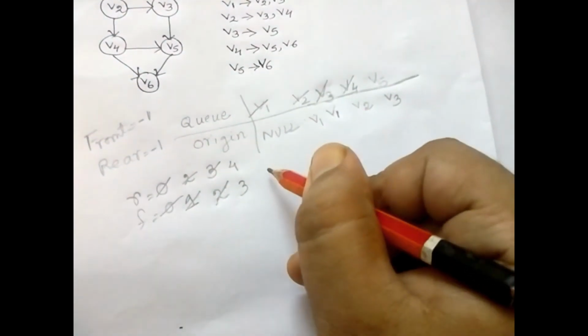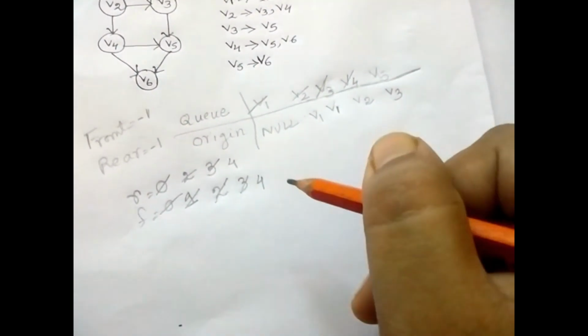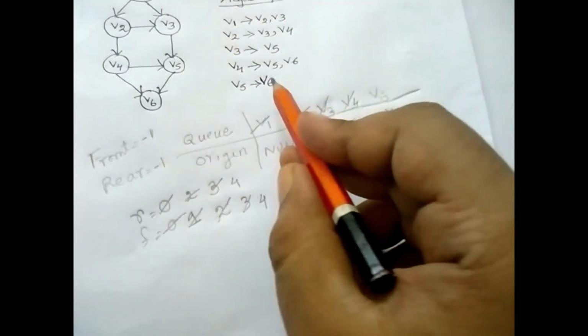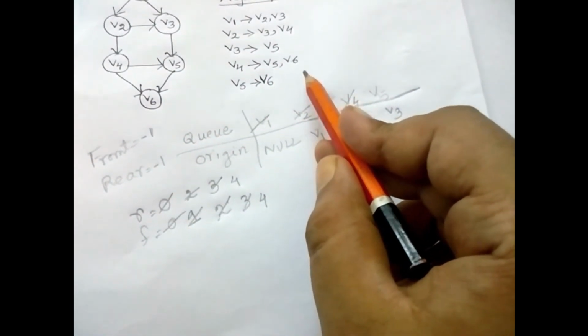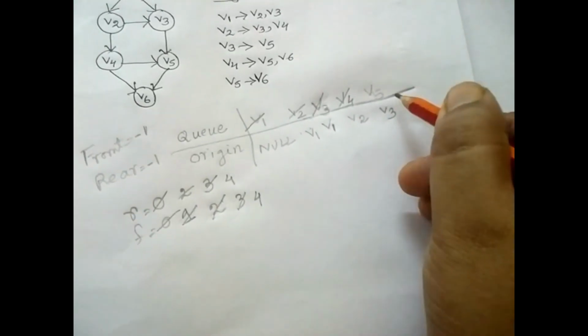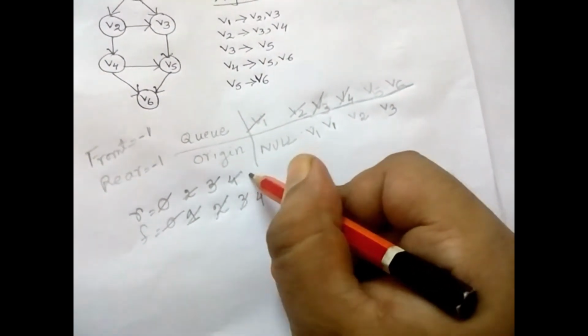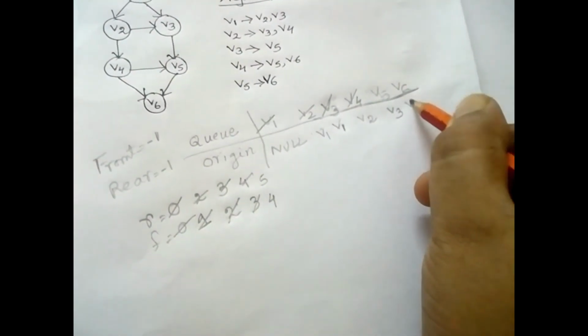Okay, then go to the next step, remove v4. Now front becomes 4 and add v6 to Q, because v4 arrow v5, v6. v5 is already present in Q, so add v6 to Q and rear becomes 5. And v4 is the origin of v6. Clear?